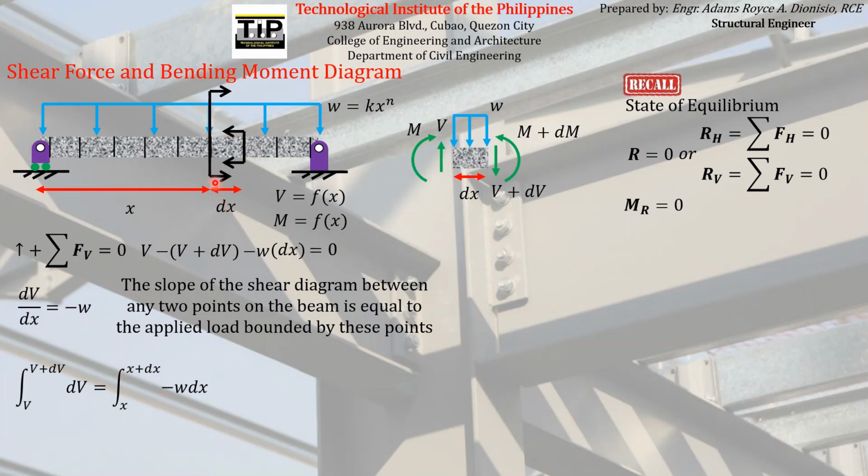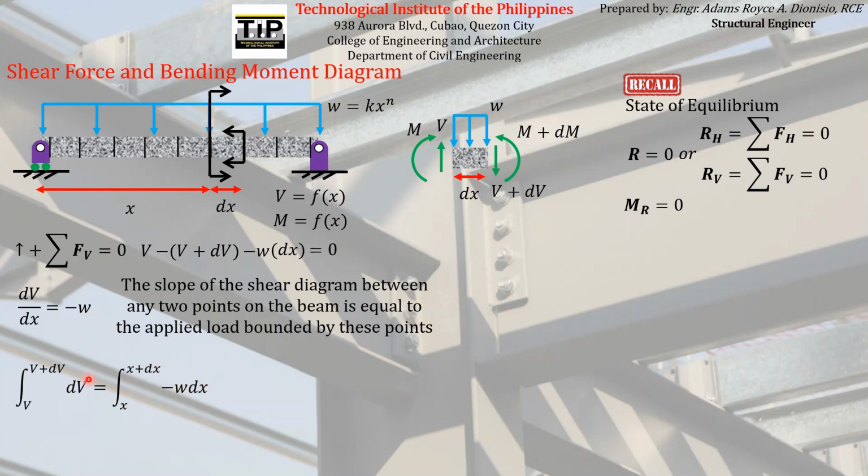And what is that x? The distance of the particular differential area we are concerned with, with respect to a reference point, which we assume is the left end. So that is x, and the location of the other point is at a distance larger by a differential x. So the total distance will be x plus dx. So that will be the limits for this integral.